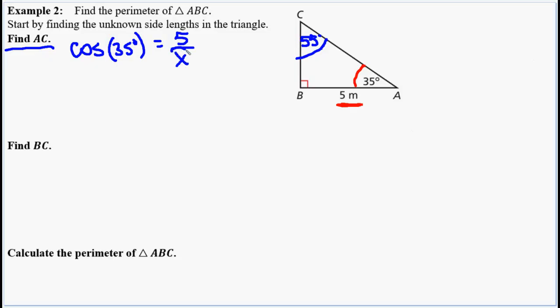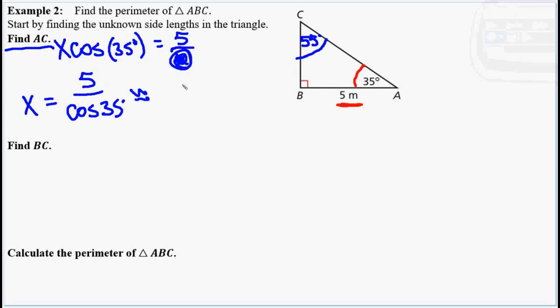So here, let's multiply both sides by x. Now the x is over here with the cos. And then we're going to divide through by the cos of 35. So our x value is 5 divided by the cos of 35. And we punch that in our calculator, and we get side AC is approximately 6.1 meters. So I'm going to label that up here on our triangle, 6.1.